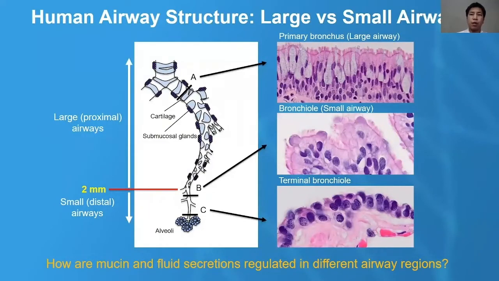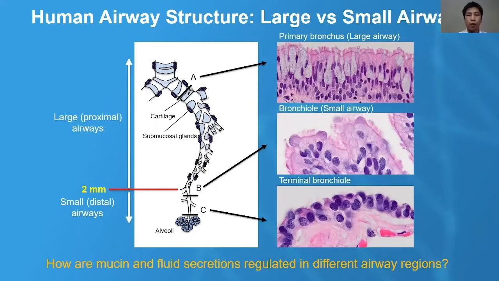Here, I'd like to talk about structural differences between large and small airways. Human conducting airways typically consist of 23 times branched airways. Small airways are defined as airways with diameter less than 2 mm, which are also called bronchioles. Presence of cartilage and submucosal glands are a unique feature of large airways. The histology images of epithelial cells shown here demonstrate morphologically different cell types present in different airway regions.